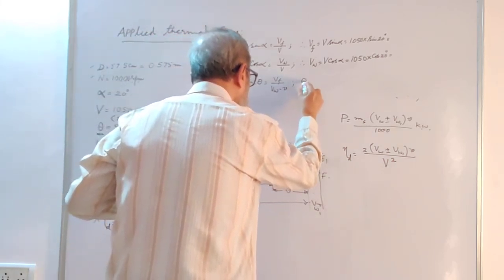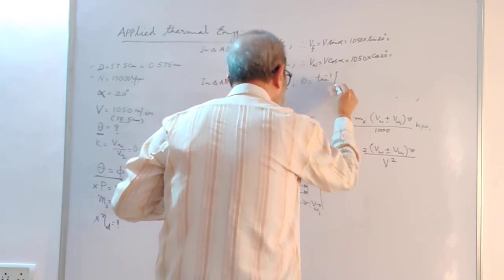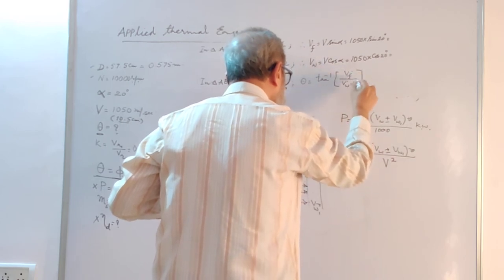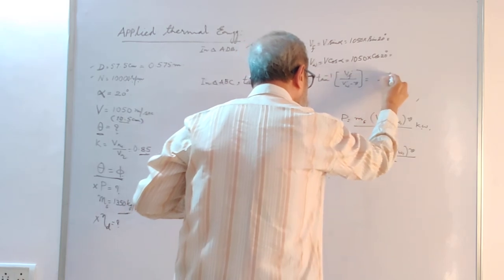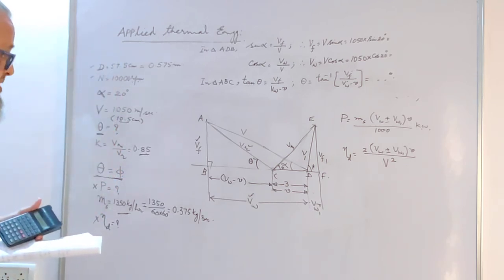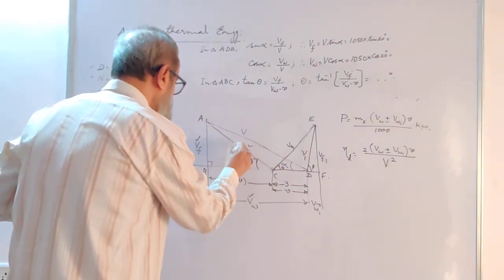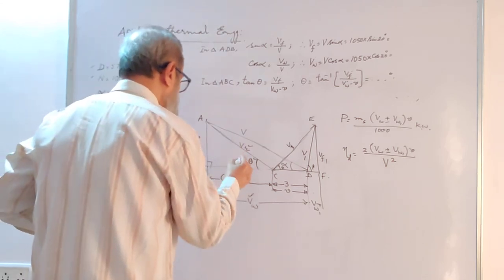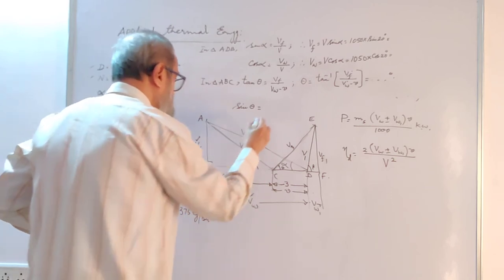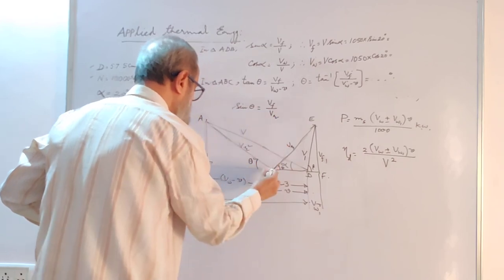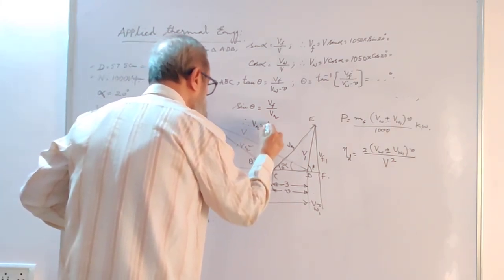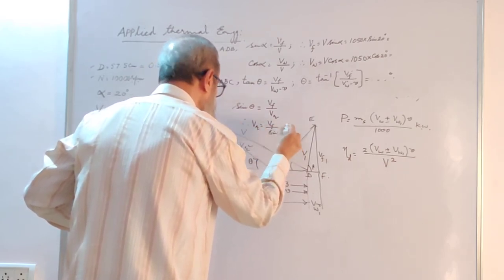So theta will be tan inverse of Vf by Vw minus V. Now you have Vf, you have Vw, you have V, if you substitute those values you get theta in degrees. I am very sorry that I am not able to get it here. Okay. You can solve it yourselves. Then after getting theta, you have to get this Vr. Sine theta is opposite by hypotenuse, that is Vf by Vr, Vr is the hypotenuse here, Vf is the opposite side, therefore Vr will be equal to Vf divided by sine theta, so you will get the value of Vr.